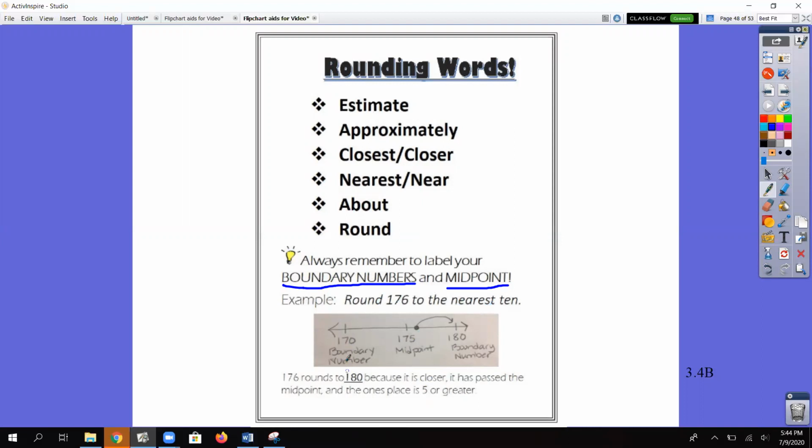So the boundary numbers for 176 would be 170 and 180. And that would be the two boundary numbers. And then you have to figure out what the midpoint would be. That means the midpoint is a number that's exactly in the middle, in the center between those two boundary numbers. And that always has a 5 in it. And the boundary numbers always have zeros in them. So 176 would be just past 175 right here. So it would round to 180.